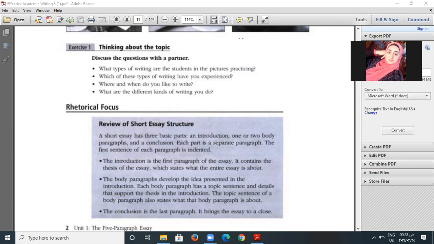So what do we have in the short essay? A short essay has 3 basic parts: introduction, 1 or 2 body paragraphs, and conclusion. So a short essay has 3 parts. The introduction, then 1 or 2 body paragraphs, and the conclusion, the concluding paragraph. Of course, each part is a separate paragraph.